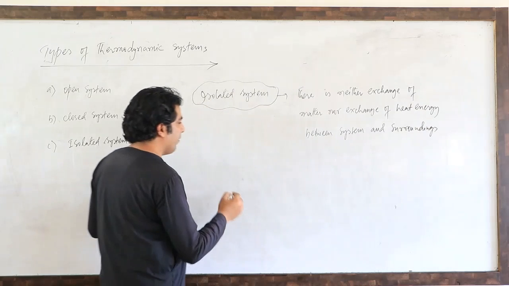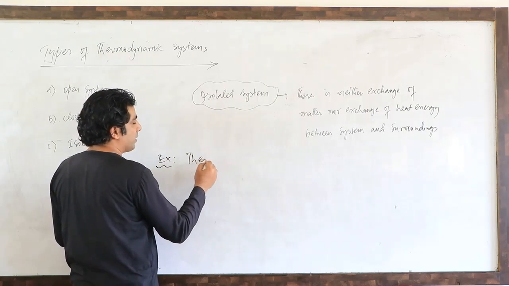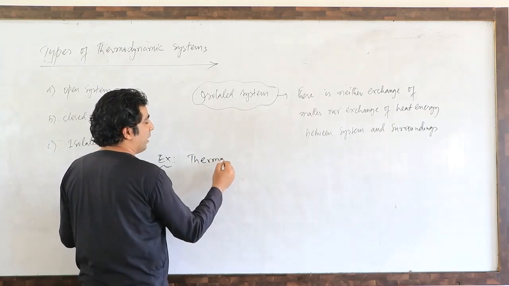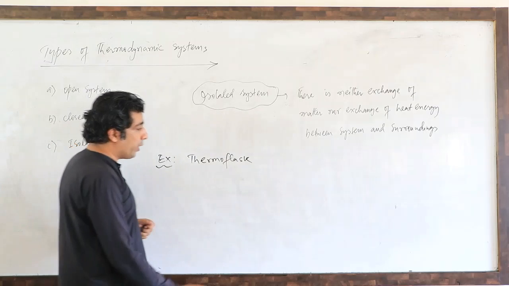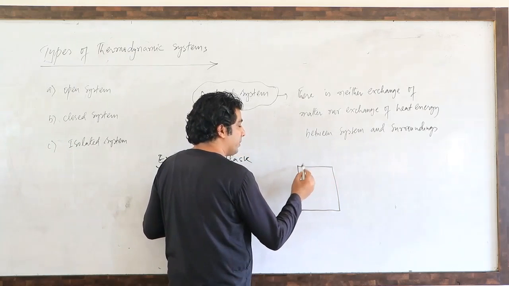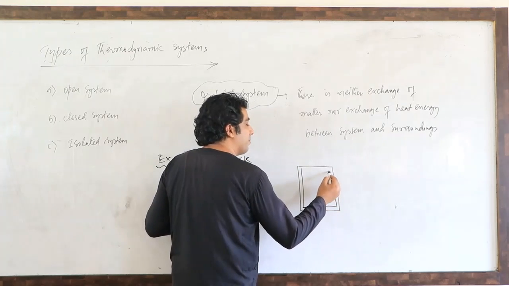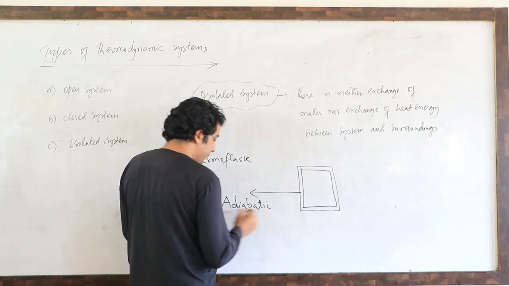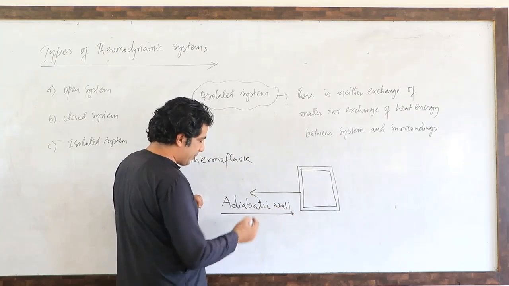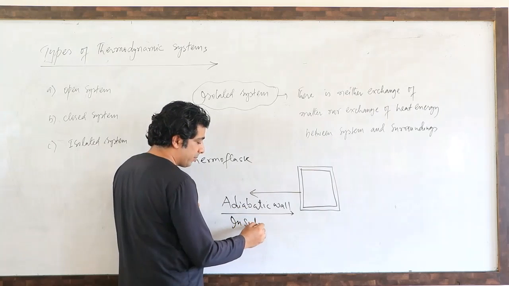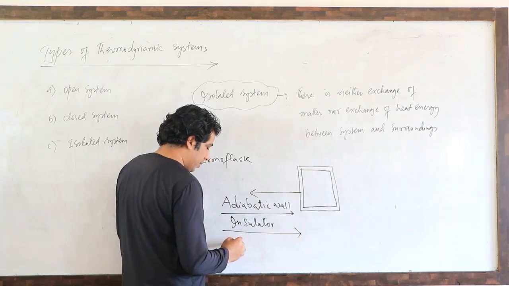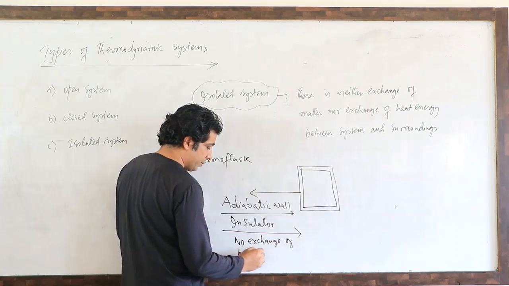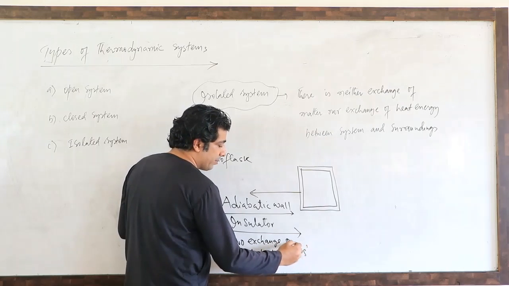Now look here, my dear friends, if I take an example of a thermoflask. Correct? What happens? Have a look here. If this wall of the system is adiabatic, I have already told you, adiabatic basically means the boundary is adiabatic. No exchange of heat is possible, so that means it's an insulator. Adiabatic wall means no exchange of heat is possible between system and surroundings.